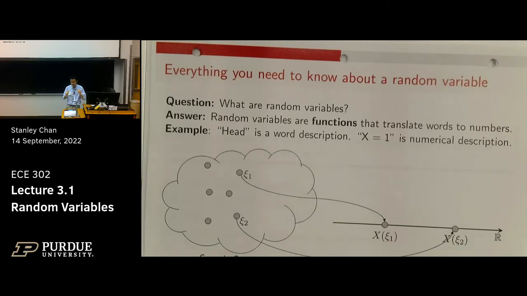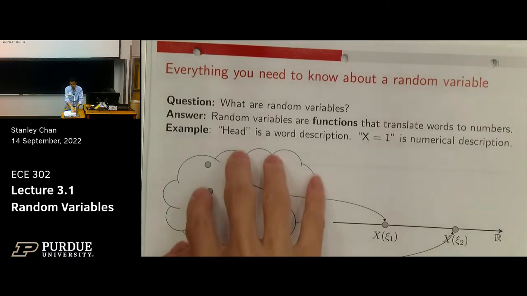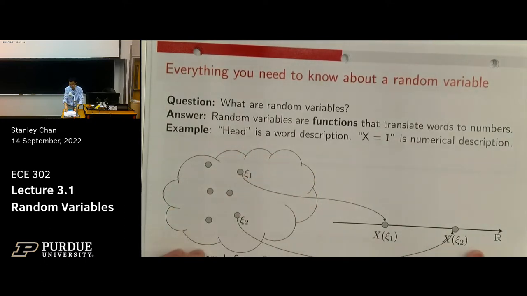Okay, so let's go back to here. So you have a sample space, and on the right-hand side, you have this real line. On this real line, of course, you have real numbers. And they could be integers. They could be just real numbers. They could be negative numbers, rational numbers. They could be anything. So you're mapping these outcomes to this real line.